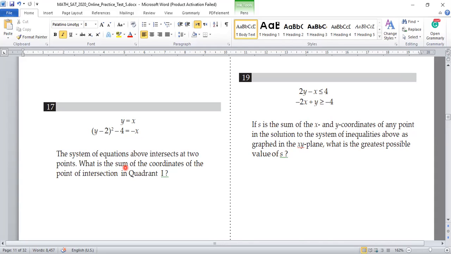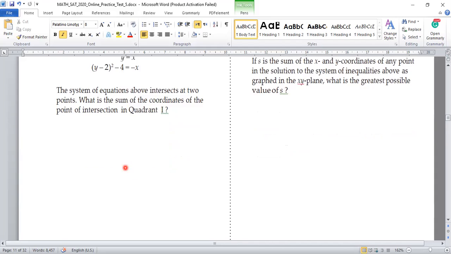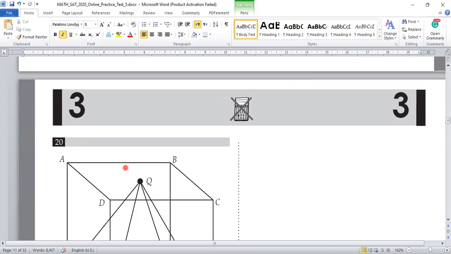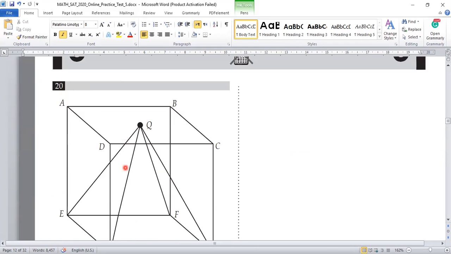Just put it in any one of the inequalities, and in this way you will get two values with less than or equal signs. Then just add them. If s is the sum of a point, I got 1 for x, so that would be 3 in total. You must go for the greatest value. Anyhow, 3.